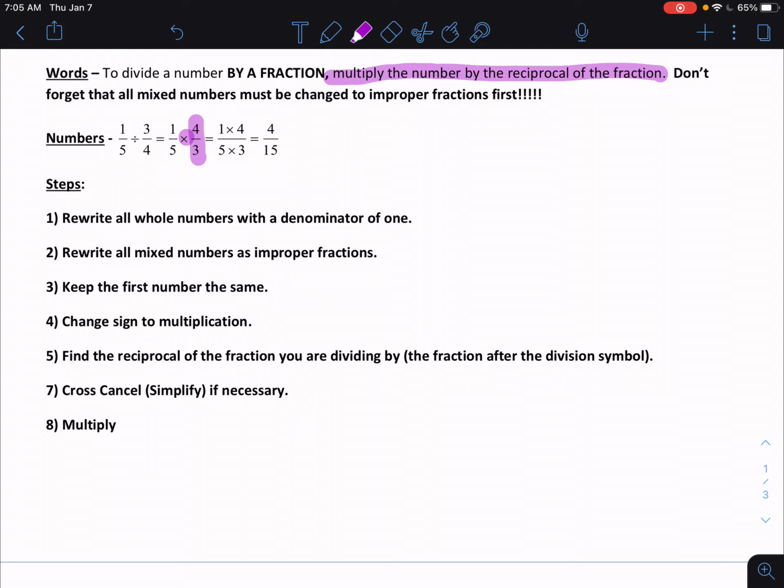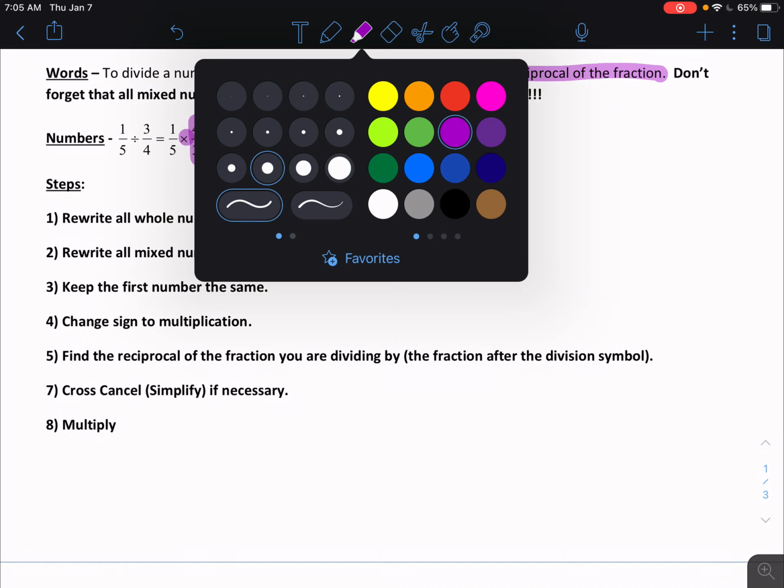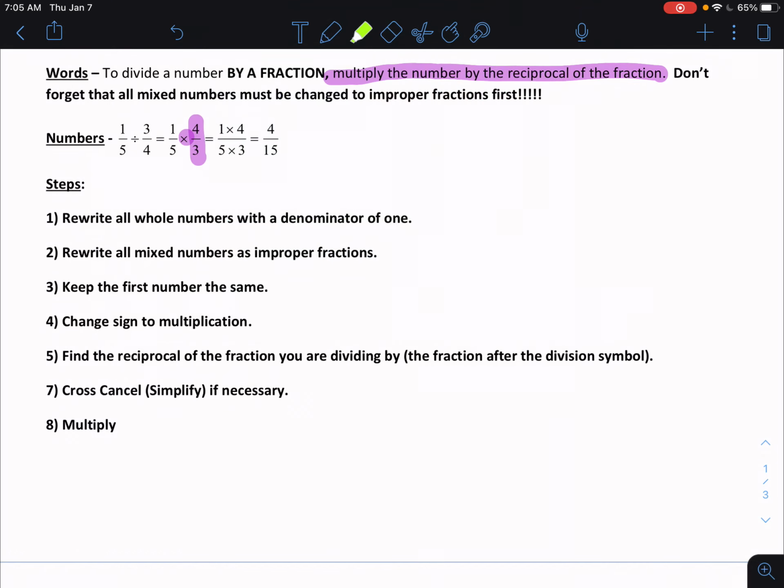So our steps are going to be to write all whole numbers over 1, to rewrite all mixed numbers as improper fractions first. Okay, so we're going to make everything into a fraction first. And then we're going to do what's called keep, change, flip. So we're going to keep the first number the same. We're going to change the sign to multiplication. And we're going to flip the second number. So find the reciprocal. That's going to be our flip.